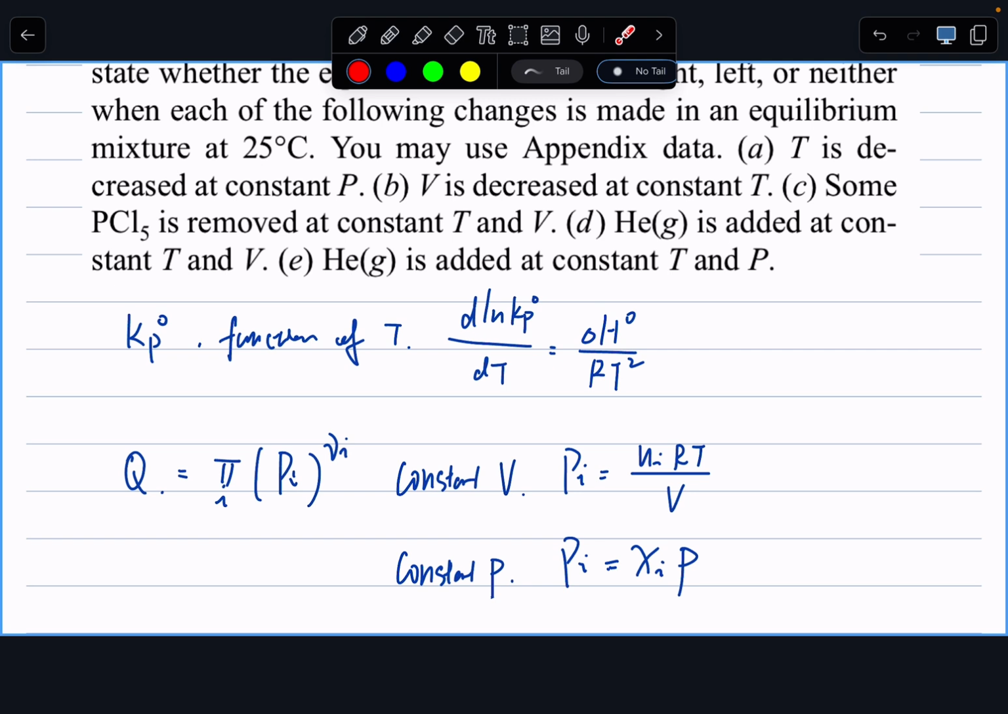At the end of the day, you can compare your reaction quotient with the equilibrium constant. Reaction quotient smaller than equilibrium constant, forward reaction. Reaction quotient larger than equilibrium constant, backward reaction. That's a general approach to answer this kind of question. We'll go over that one by one in our next lecture.